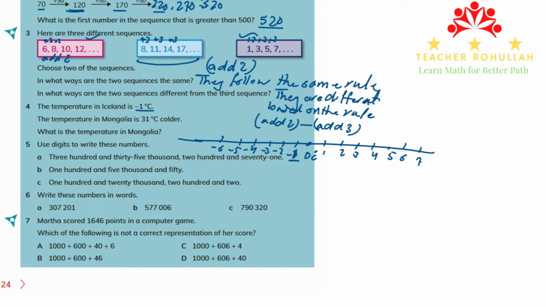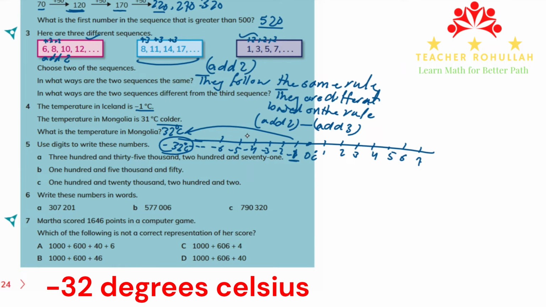Negative 1 is here. And the temperature in Mongolia is 31 degrees colder. 31 degrees colder means it goes 31 degrees to the left of this number line. If from negative 1 we go 31 degrees to the left, it will be ending in negative 32 degrees Celsius. So the temperature in Mongolia is negative 32 degrees Celsius. Now it says what's the temperature in Mongolia? We can say negative 32 degrees Celsius.